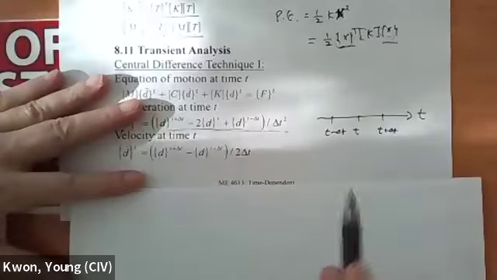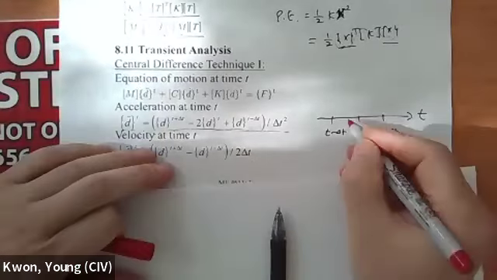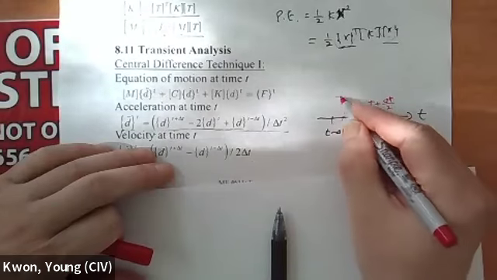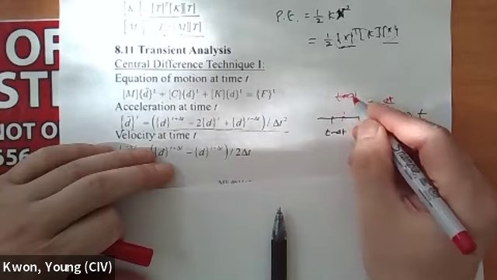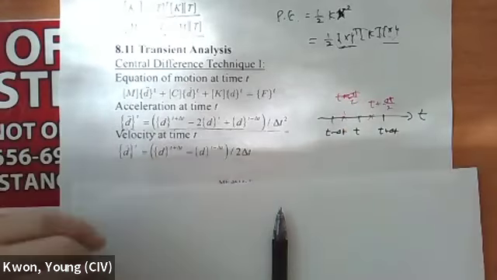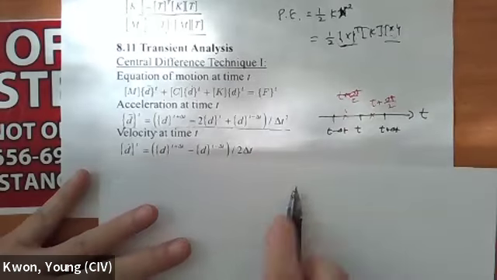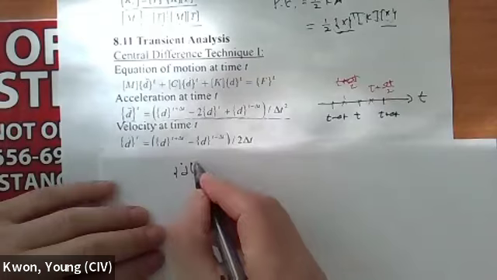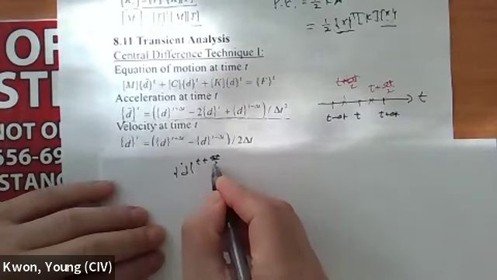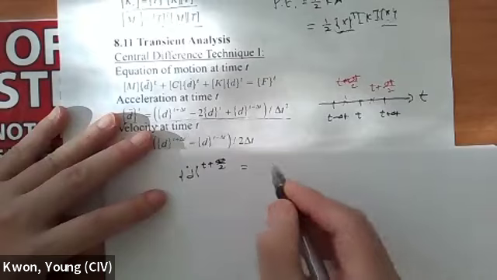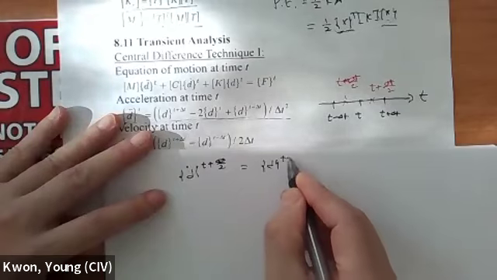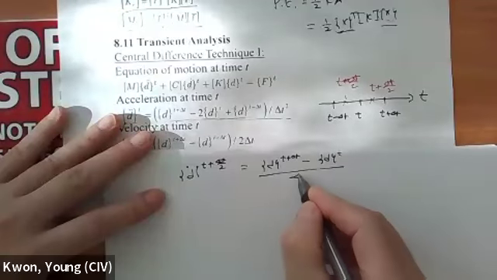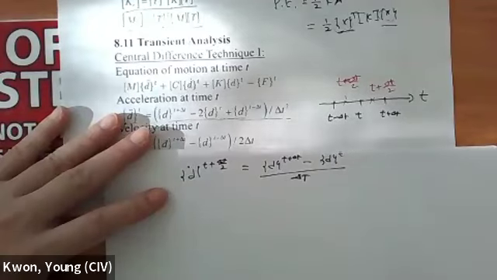Acceleration here is we used t plus delta t over 2 and t minus delta t over 2. So we calculate velocity at t plus delta t over 2. Then what is this one? d(t plus delta t) minus d(t) divided by delta t, right? Correct?